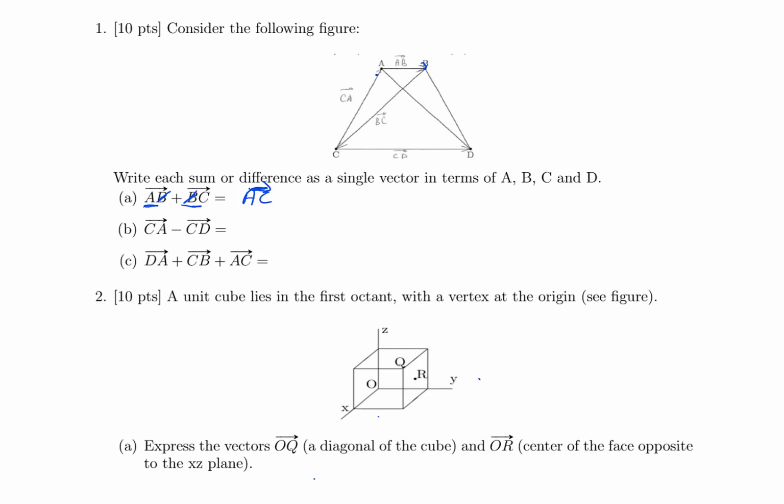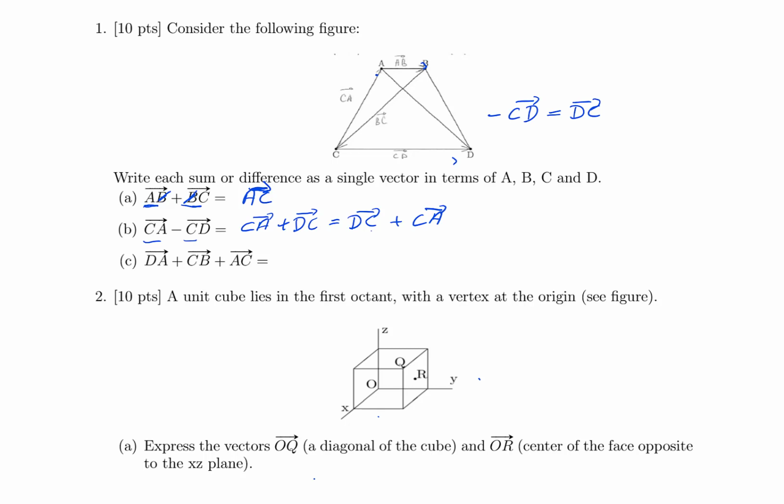Next one is CA minus CD. So let me write it in a different way. CA, I write down CD. CD is in this direction, but minus CD is the opposite direction, this direction, right? So minus CD equals the DC vector, right? Therefore, I write this plus DC vector. Now I write this DC vector plus CA vector.